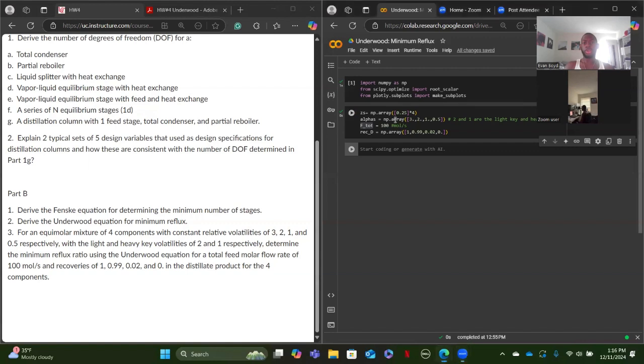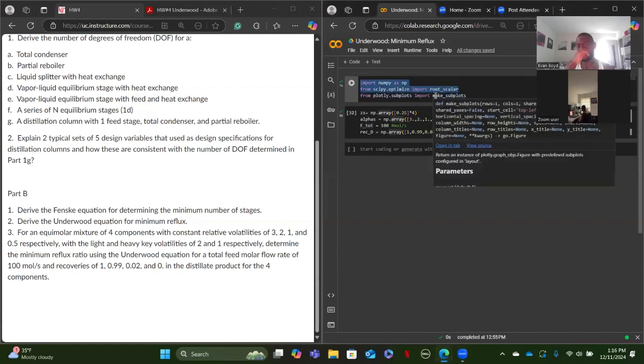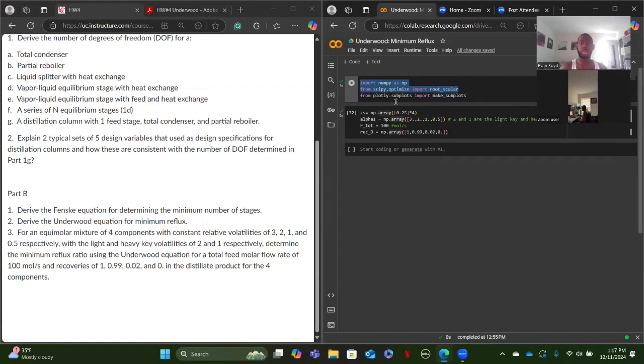So, as you see, for our libraries: NumPy, SciPy optimize, because we had to use root_scalar for our Underwood equation, and then make subplots. So for initial values, as you said, we have an equimolar mixture of four components. So for our mole fractions, we have 0.25 for all four components.